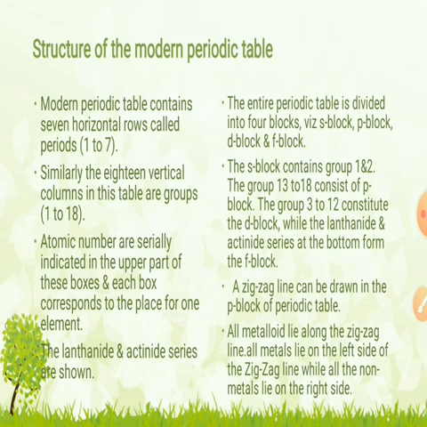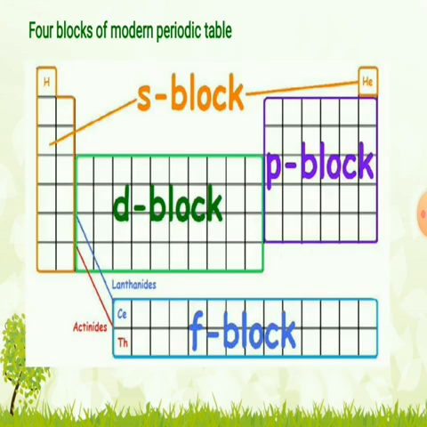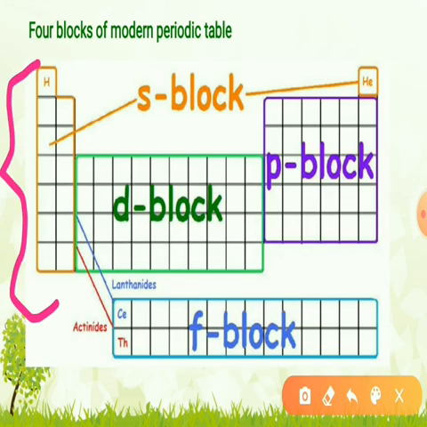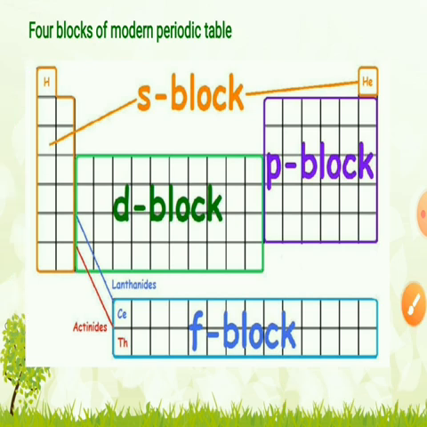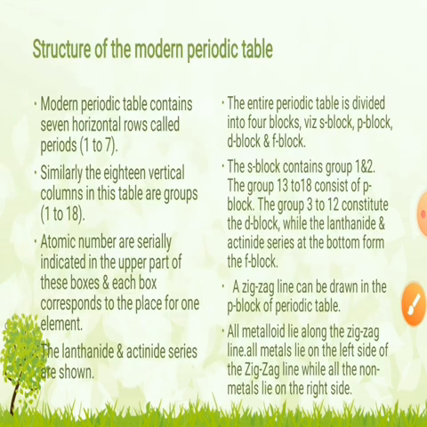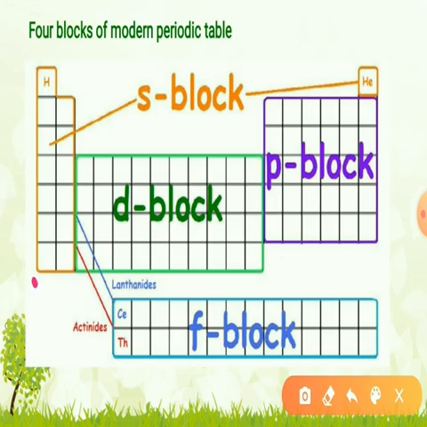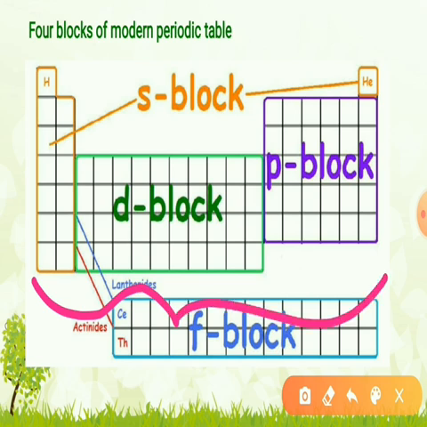The next topic is the structure of the modern periodic table. The modern periodic table consists of 7 horizontal rows called periods, that are 1 to 7. You can see here, these are 1 to 7, called periods. Similarly, the 18 vertical columns in this table are called groups, that are 1 to 18. You can see here, these are 1 to 18, called groups.